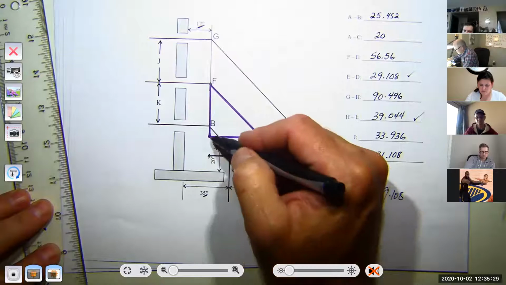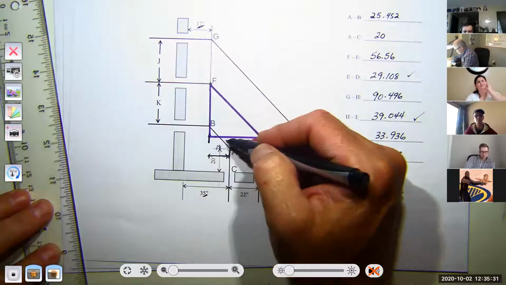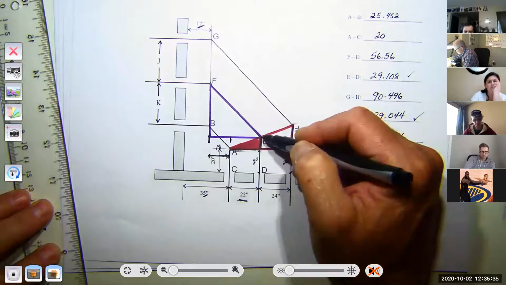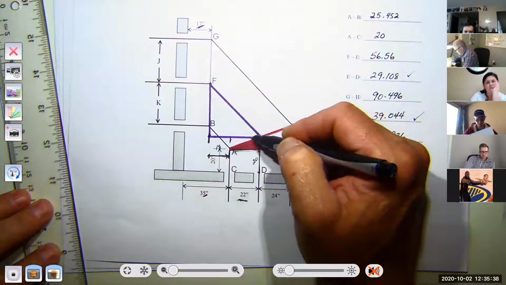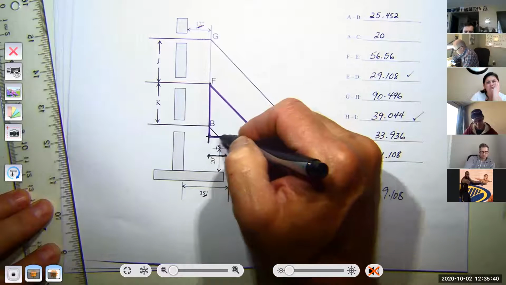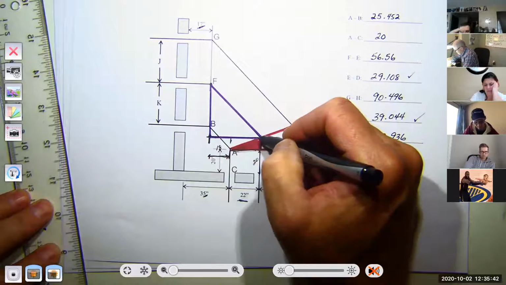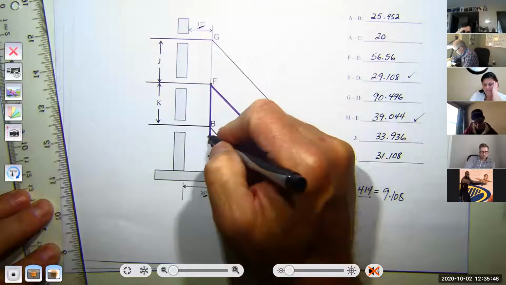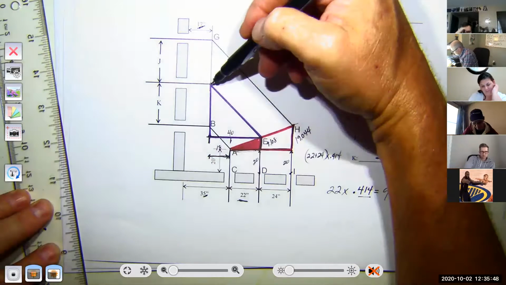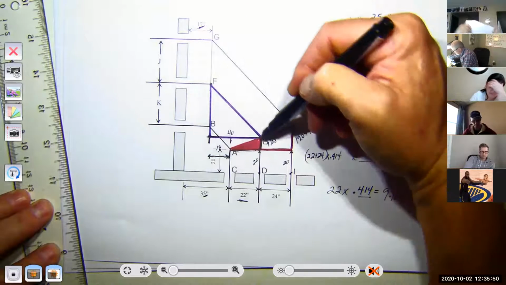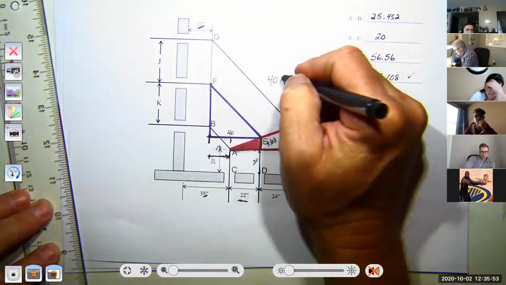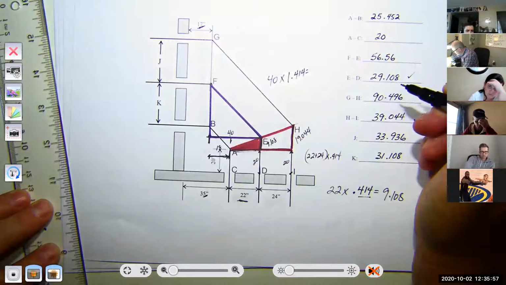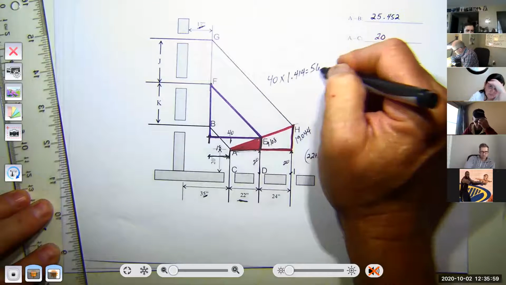And so I go from here, 18 plus 22. So this line here, this is my run, is 40. This run is 40. So I can get a travel by taking 40 times 1.414, and that equals 56.5.